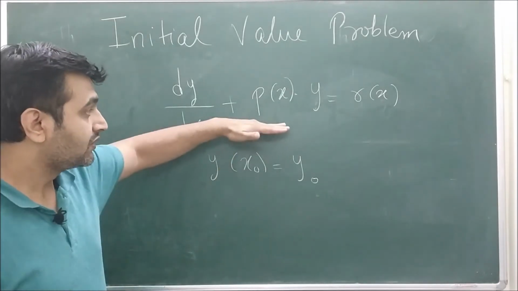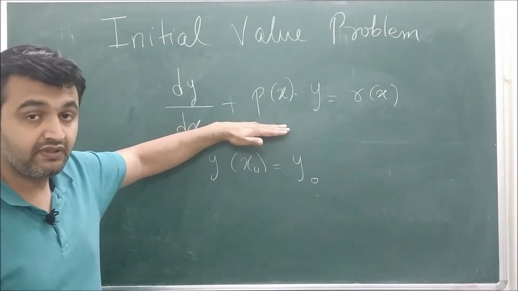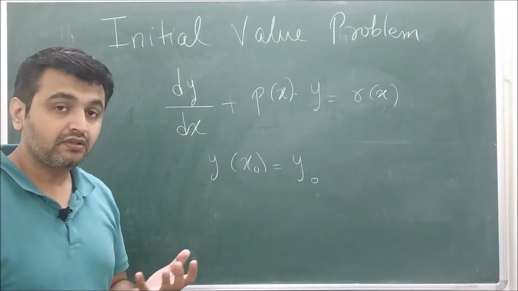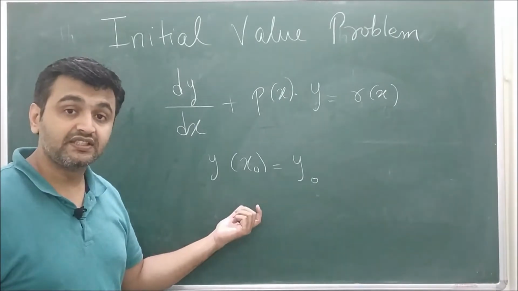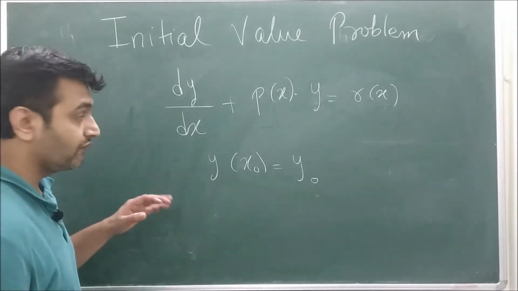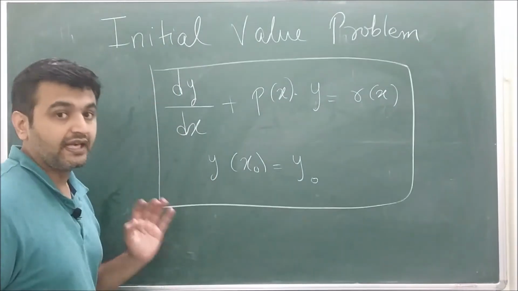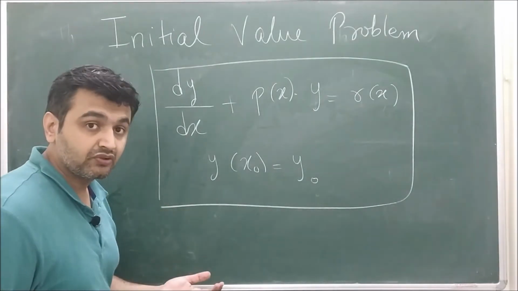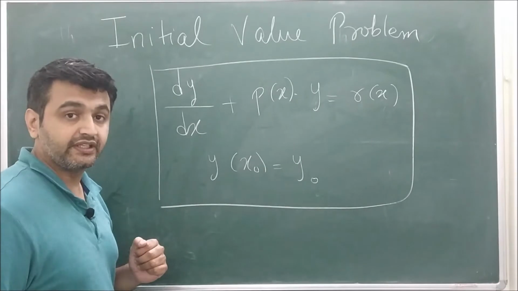Now for a first order linear differential equation, one initial condition was sufficient. Why? Because the solution of this differential equation will contain only one arbitrary constant, and if I want to find the value of that constant, one condition is sufficient. So therefore, for first order, this is called an IVP, initial value problem.